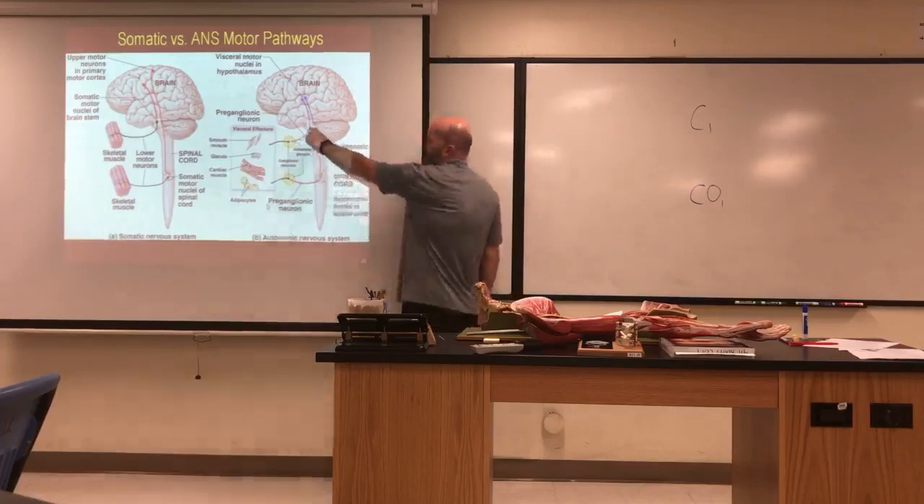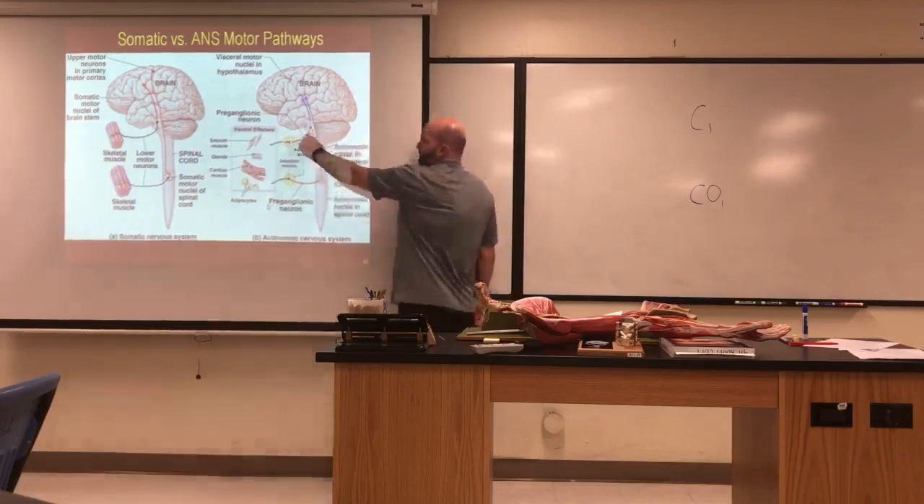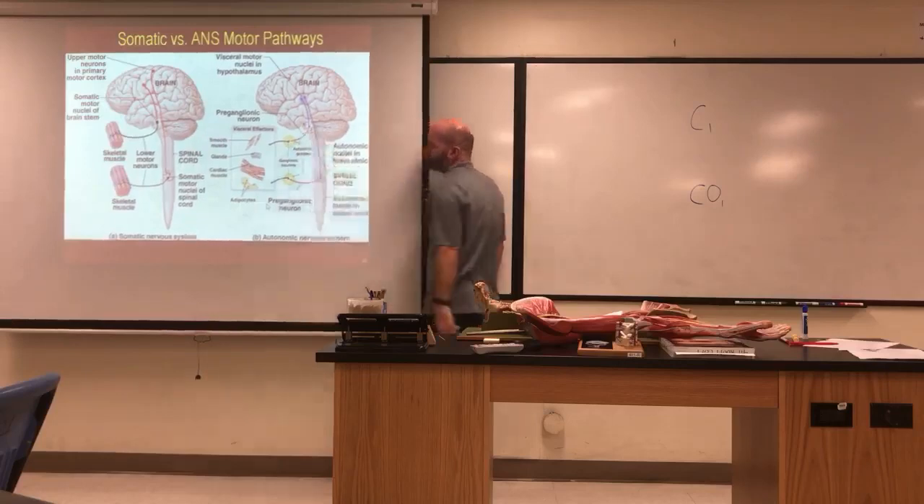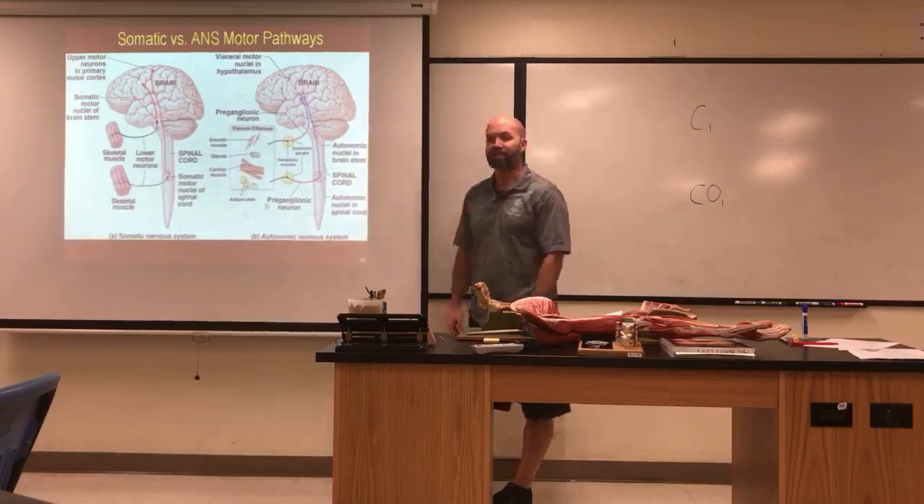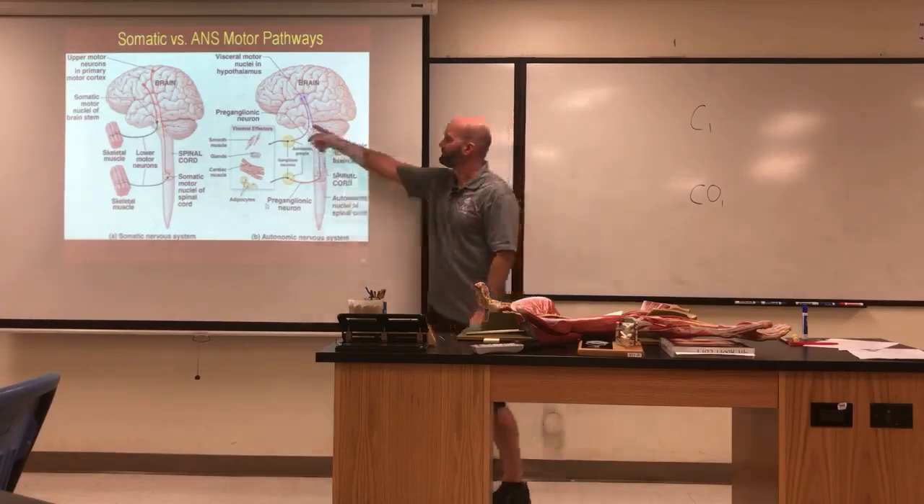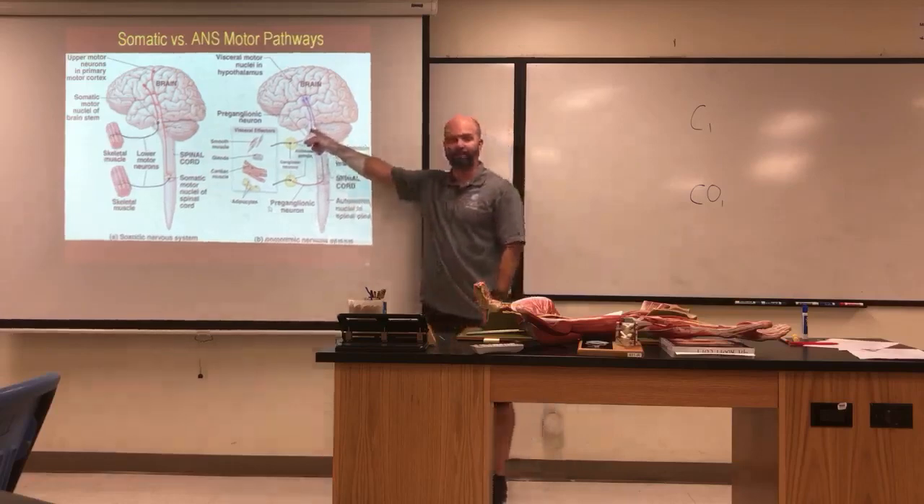And how do we know this is parasympathetic rather than sympathetic right here? What's the anatomical nickname for the parasympathetic division? Rest and digest. That's the functional nickname. How? Craniosacral. If the preganglionic autonomic neuron is found in brainstem nuclei, it must be parasympathetic.